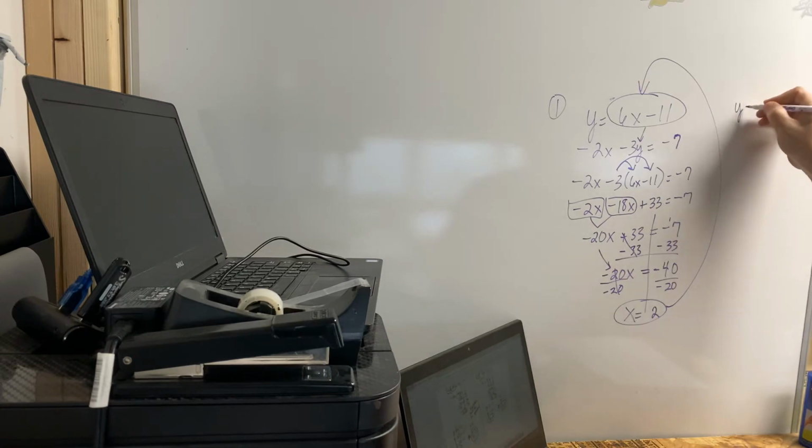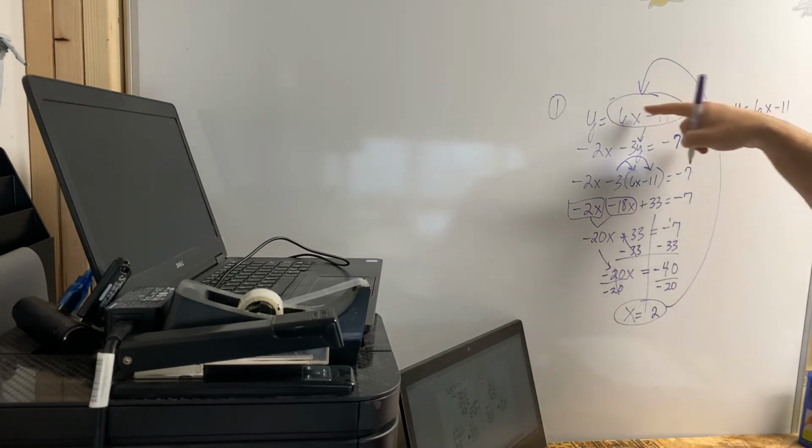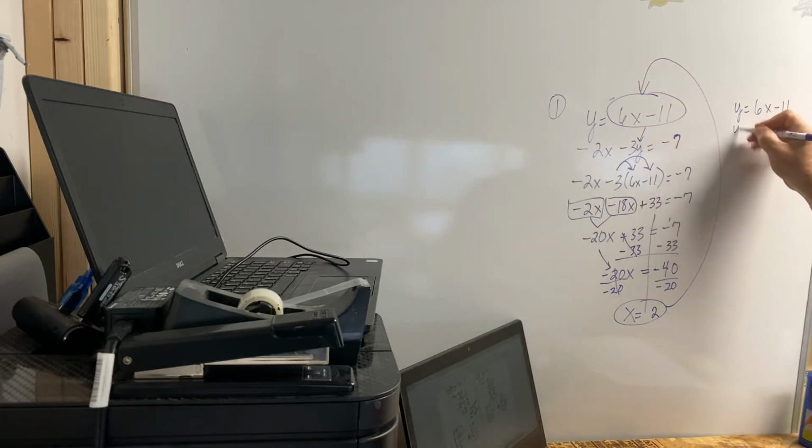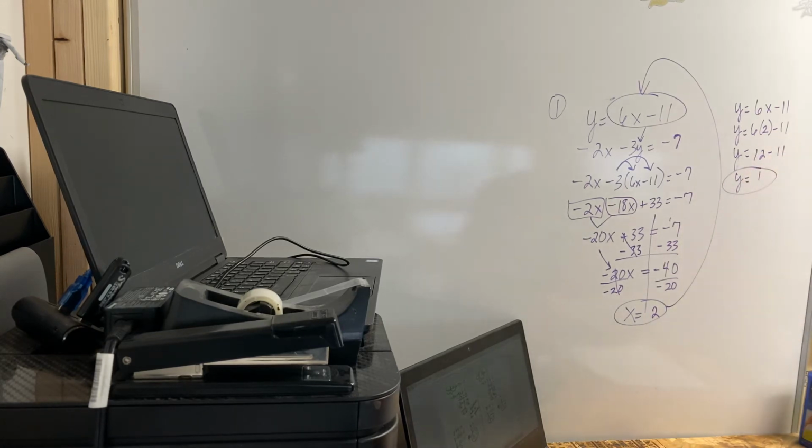So y equals 6x minus 11. Take that 2 and plug it in there. Y equals 6 times 2 minus 11. Y equals, what's 6 times 2? 12 minus 11. What's 12 minus 11? 1. See, I told you the y is easy in this. You just got to make sure you solve your x value correct.